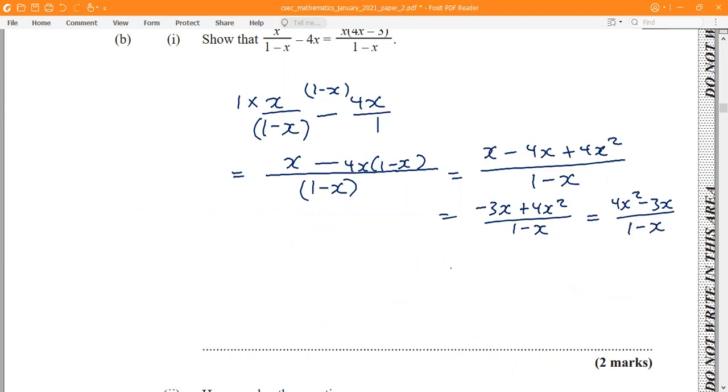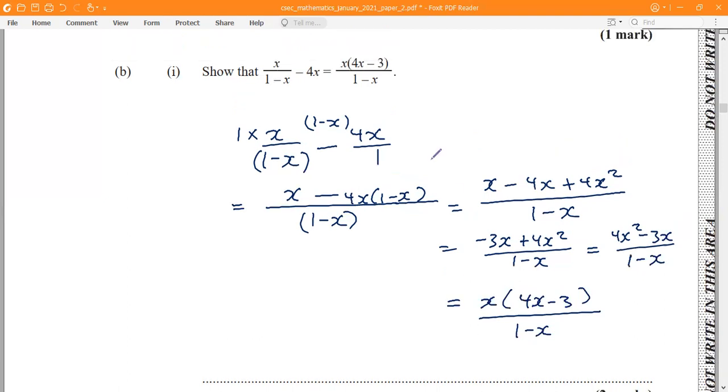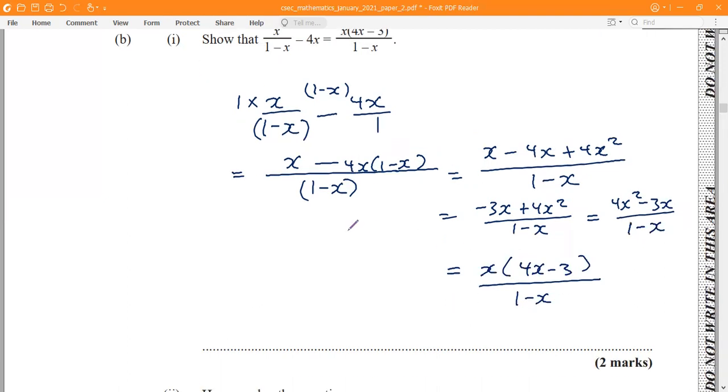Okay, so now we factorize the numerator. So we have x times (4x minus 3) over 1 minus x. Okay, so this is what we were required to show, and we have done so. So this is our answer, and we are moving on.